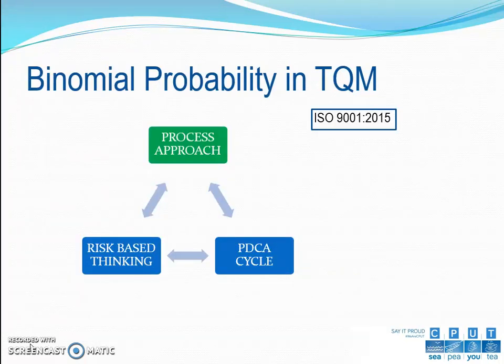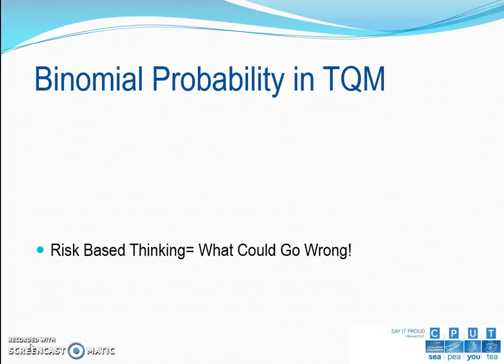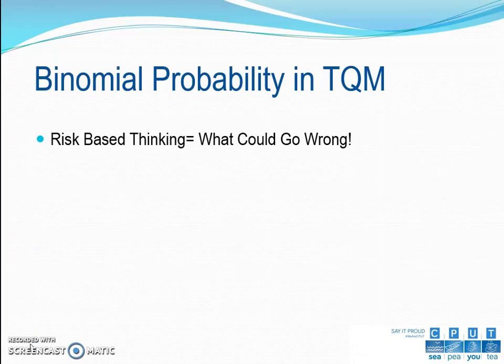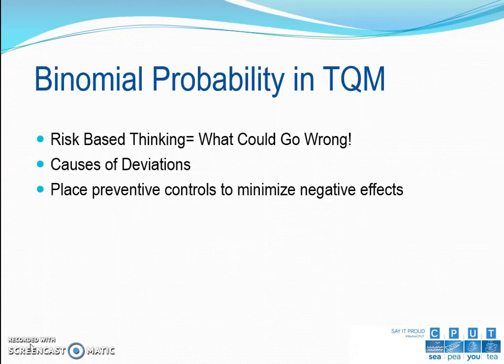Now, binomial probability and total quality management work hand in hand. By doing risk-based thinking, the quality management will be able to detect what could go wrong before it even goes wrong. The quality manager will also know what's causing deviations in their process. This will then help them to place preventive controls to minimize negative effects. This will also help them to reduce the number of recalls.